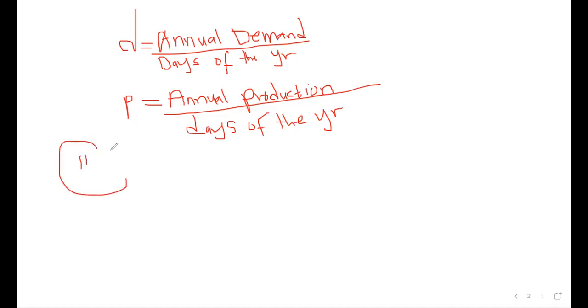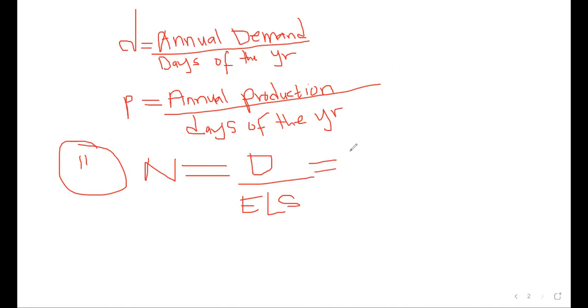Then number 2, we have the number of production runs, which is equal to D over ELS. So it's equal to annual production divided by the ELS. ELS is equal to the economic lot size. Okay. So this is what we have.